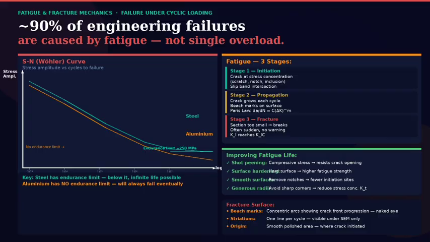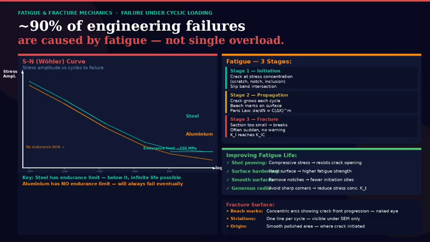Fatigue and fracture. Approximately 90% of all engineering component failures are caused by fatigue, not by a single overload, but by repeated cyclic loading at stress levels well below yield strength. The SN curve on screen shows stress amplitude against cycles to failure on a log scale. For steel, the curve flattens at around 1 million cycles. Below this level, the endurance limit, typically 200 to 250 megapascals for mild steel, the material can theoretically withstand infinite cycles.